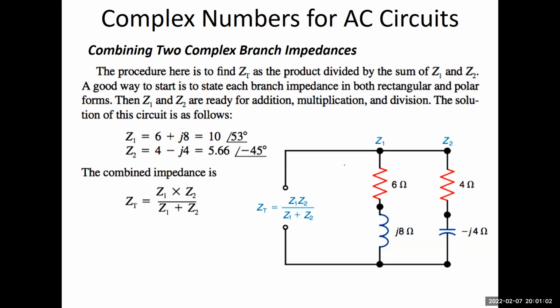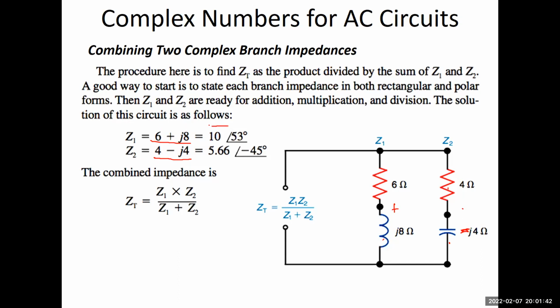Okay? So, looking at Z sub 1, they are connected in series. So, therefore, we could write this as 6 plus J8. Okay? Ito siya, 6 plus J8. And then, looking at Z sub 2, the R and the capacitive reactance is connected also in series. So, therefore, we could write this Z sub 2 as 4 minus J4. Okay? Ito na ngayon yung ating Z sub 2. So 4 minus J4.